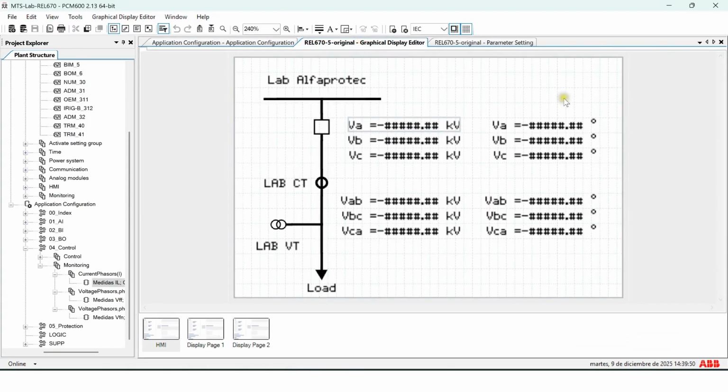In the next video, I will explain how to draw on the local HMI and link status and measurement variables for real-time visualization.